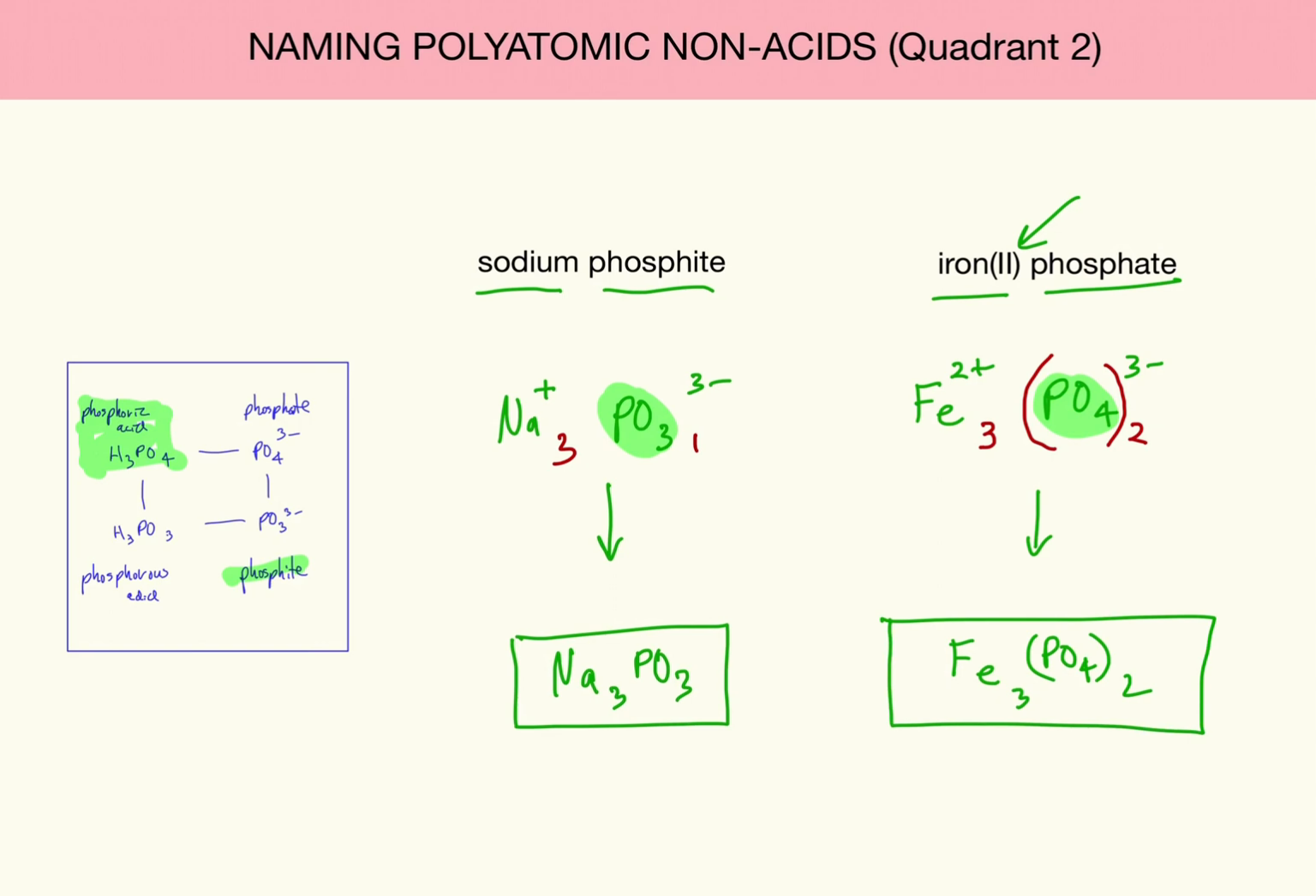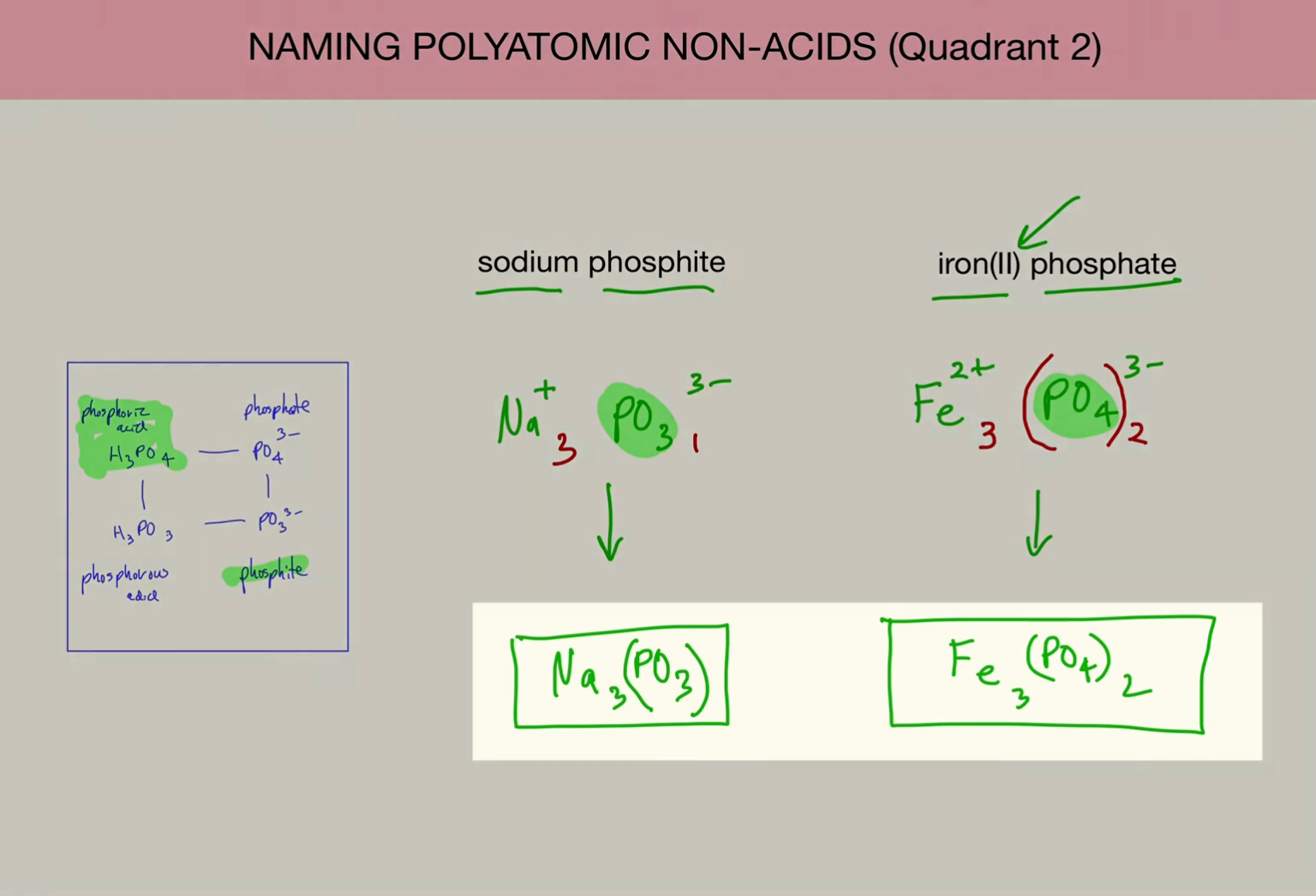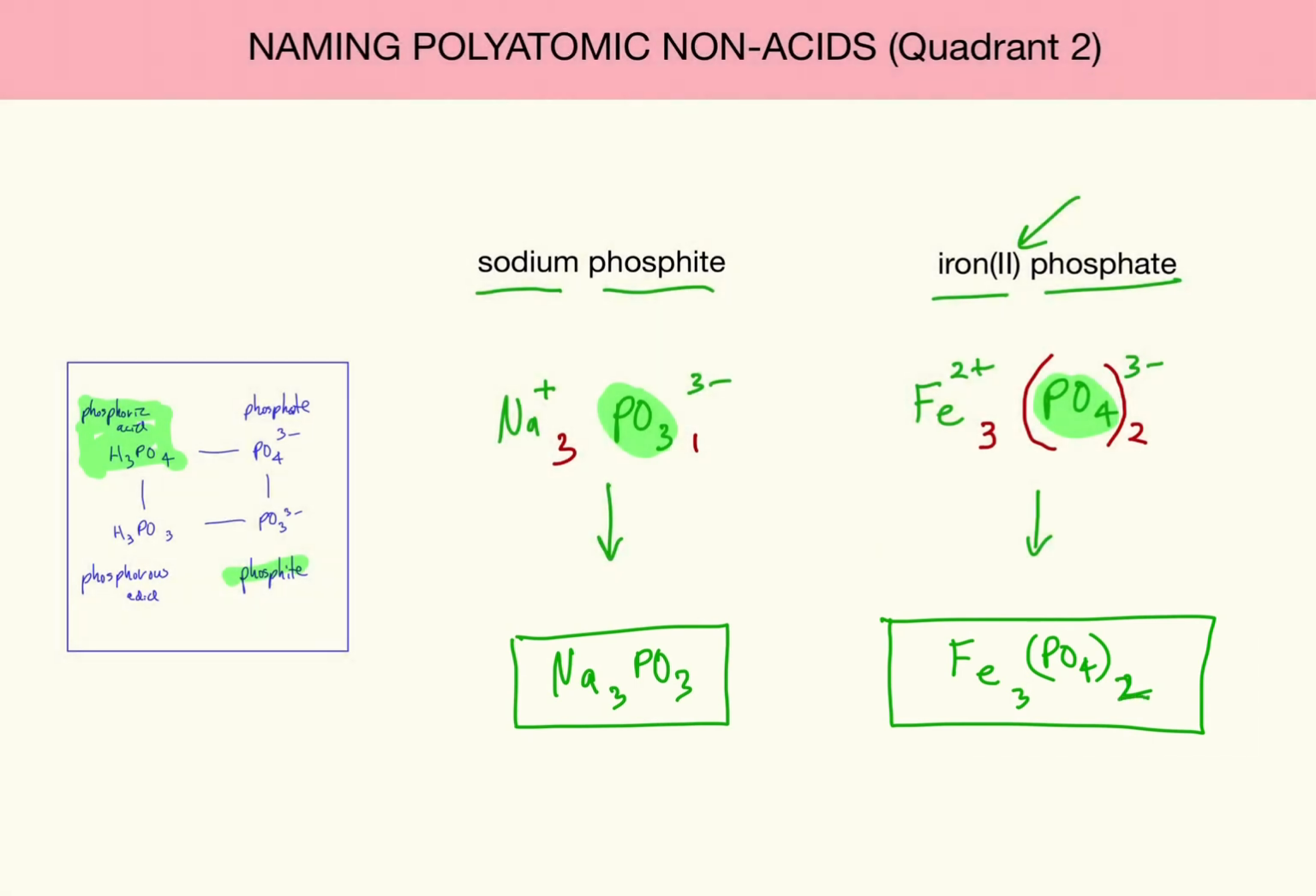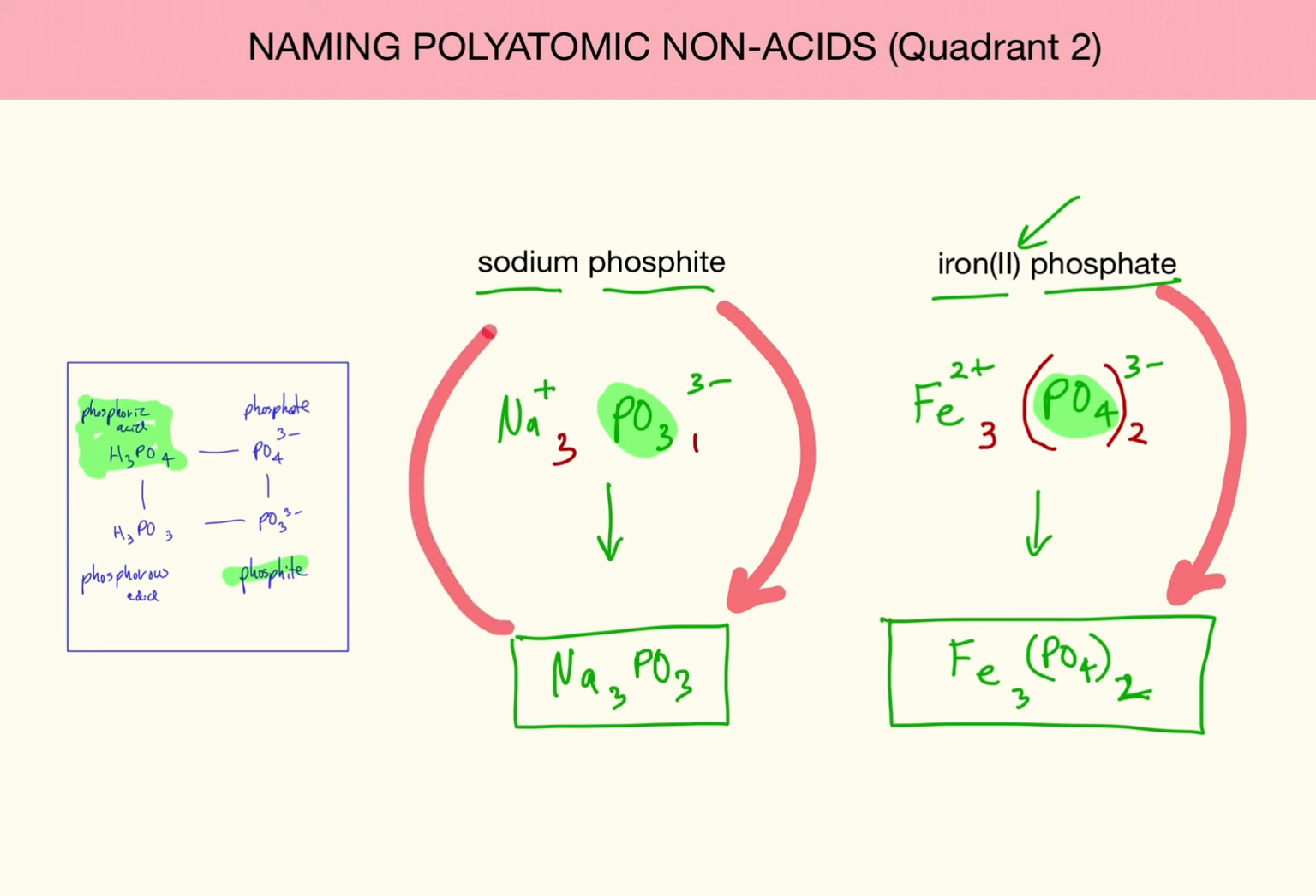As a procedural thing, remember, if you have only a subscript of 1, you do not draw the parentheses. Don't do that. You only use parentheses if there's 2 or more of the polyatomic unit. In case you didn't notice it, the two formulas we just derived are the same two formulas we named in the previous exercise. So you now have the knowledge to name quadrant 2 compounds in going from formula to name and name to formula.